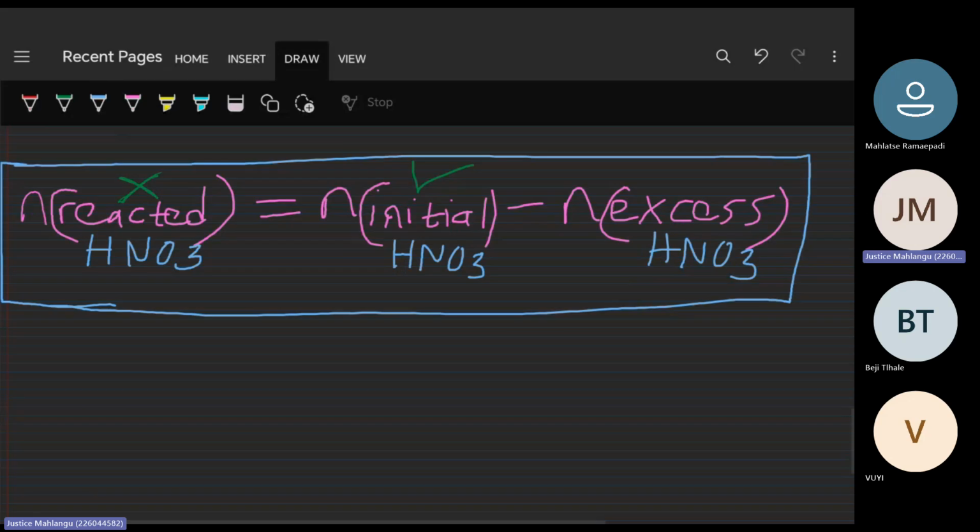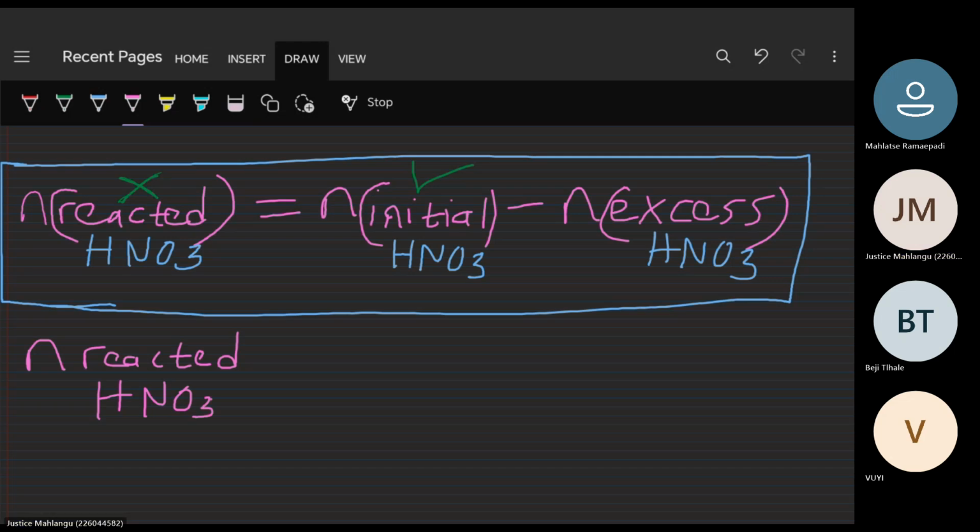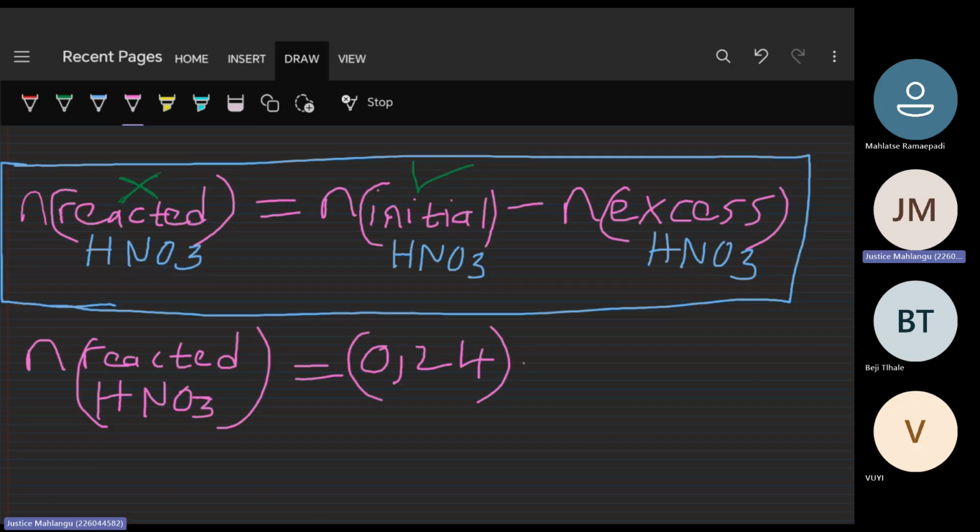I'm looking for the number of moles of HNO3 that have reacted. It is equal to the number of moles initially, which we just got: the initial one in 200 cubic centimeters. We were told there was 200 cubic centimeters and a concentration of 1.2, so we multiplied those and got 0.24. That is initial, minus the one that is in excess in 200 cubic centimeters.